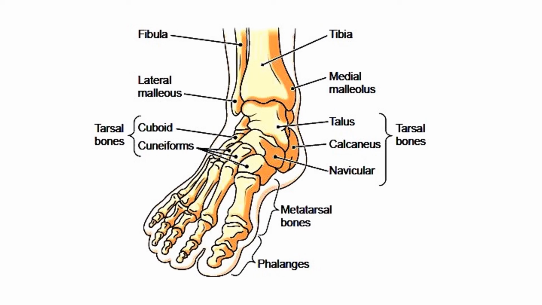Another angle here. Tibia, weight-bearing bone, fibula here. Again, so going from backwards there: phalanges, metatarsals, and of course we've got the tarsal bones in this area.